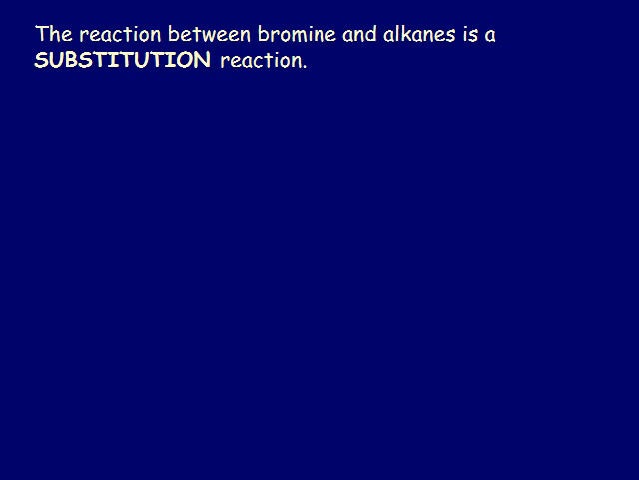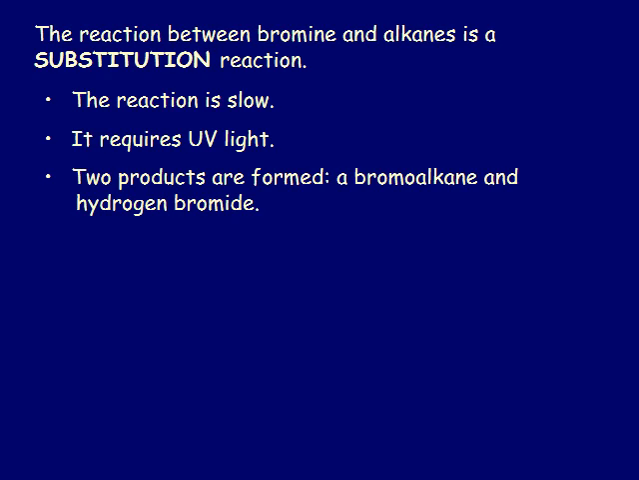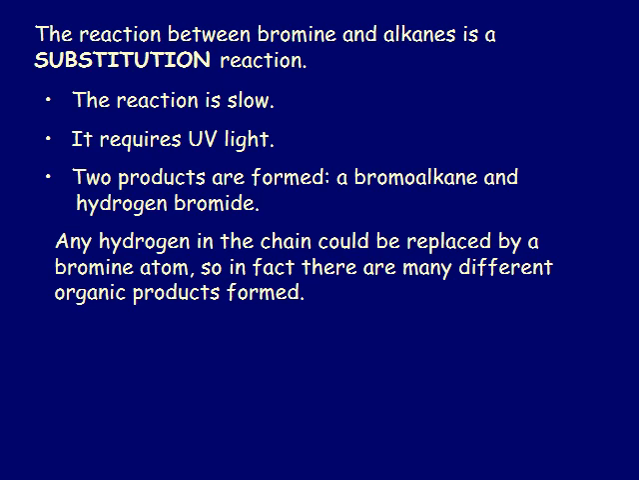So the reaction between bromine and alkanes is known as a substitution reaction. What does this mean? Well, a substitution reaction is when the bromine has substituted a hydrogen in the alkane. The reaction itself is slow. It requires energy in the form of UV light, and two products are formed, the bromoalkane and hydrogen bromide. Any hydrogen in the chain could be replaced by the bromine atom.